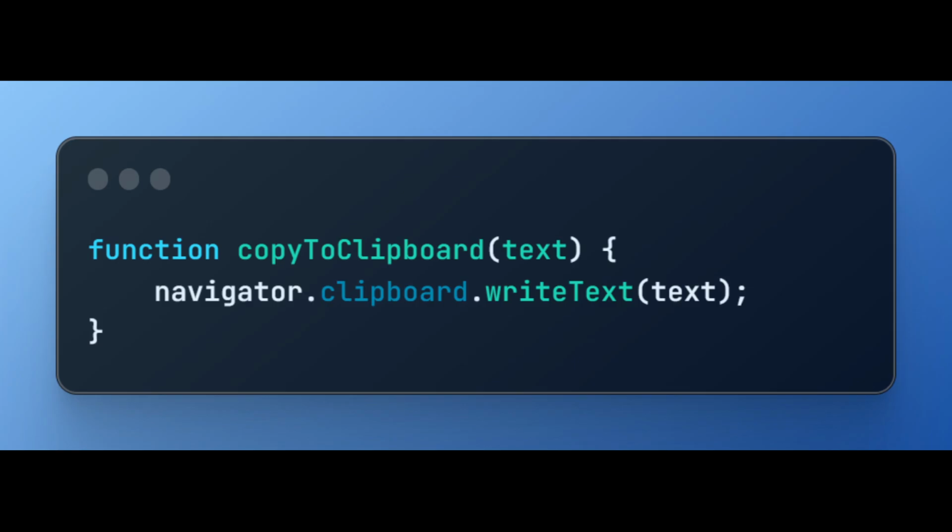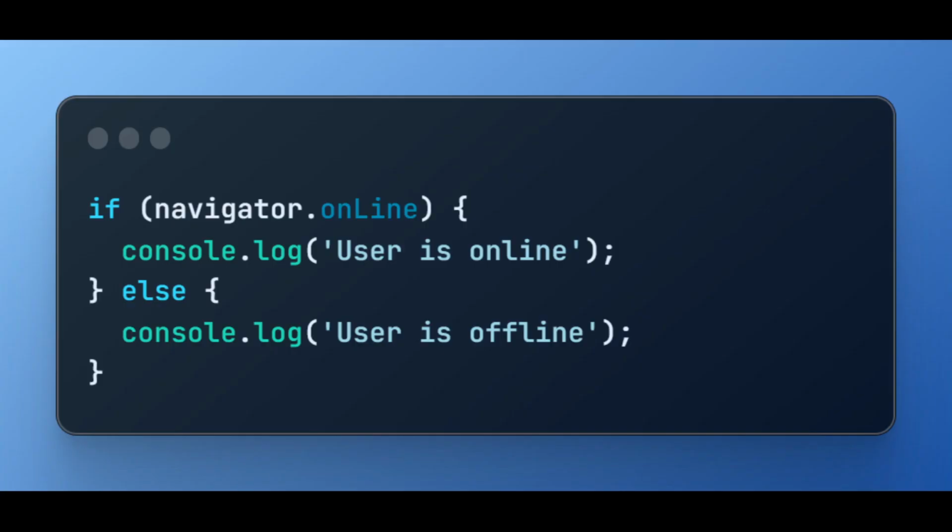The clipboard API provides a simple and efficient way to copy text to the clipboard in JavaScript. Inside the function, the navigator.clipboard.writeText method is called with the text argument to write the content to the clipboard. To check the user's online or offline status in a web application using JavaScript, you can use the navigator.onLine property. This property returns a Boolean value indicating whether the browser is currently online or offline.